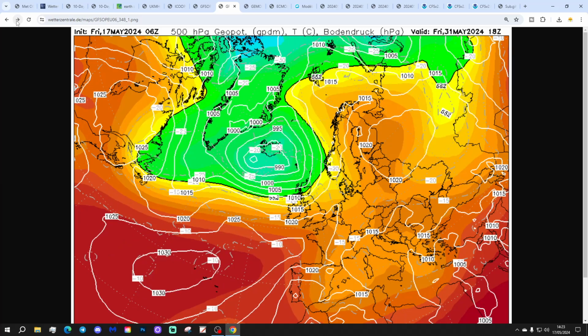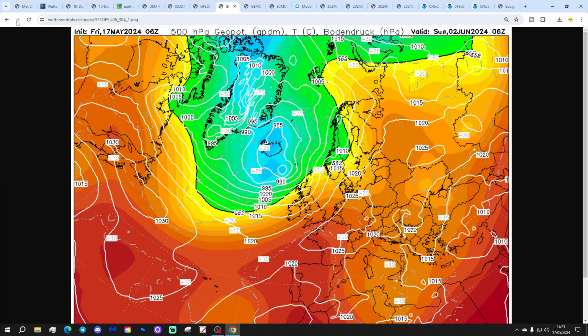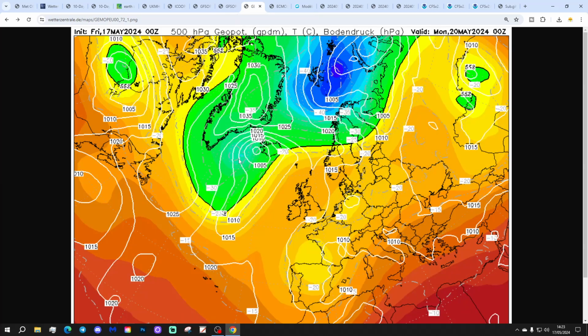Beyond that, we have high pressure to our south, low pressure to the north. We end up with a quite nice ridge down to the south by the 2nd of June. That would bring quite warm weather to the south, but the north and west would be more unsettled there. Quite a bit of variation, isn't there, within the model output? I assume most of this is being caused by the blocking at the moment, probably.